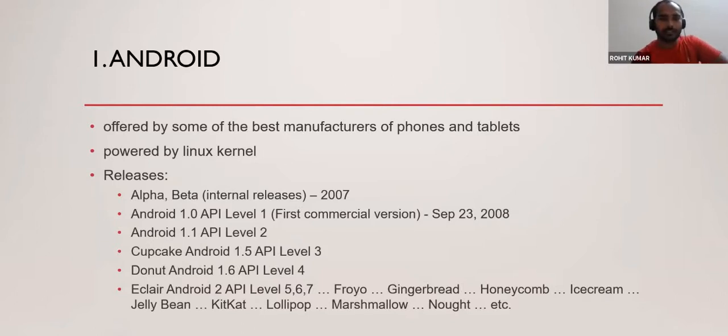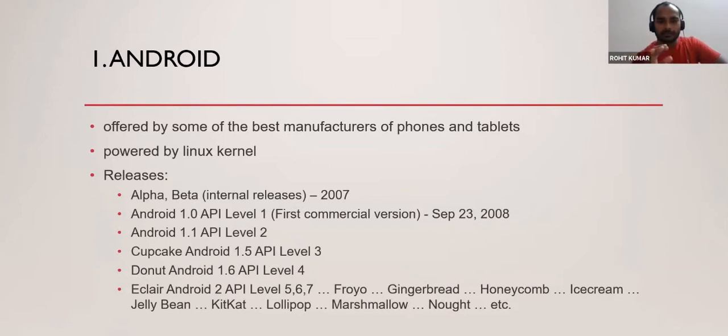In this case, alpha and beta were released for testing purposes around 2007, and then Android brought forward Android 1.0, API level 1. Here API is the application programming interface. Whenever you have different intermediate layers or interaction layers, you need APIs. APIs come into the picture when you want to make some programmatic changes.